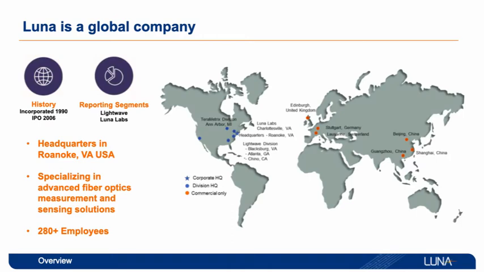Very briefly, a quick introduction to Luna. We were founded in 1990. Our headquarters is in Roanoke, Virginia. We have 280 plus employees worldwide, and we specialize in advanced fiber optic measurement and sensing solutions.